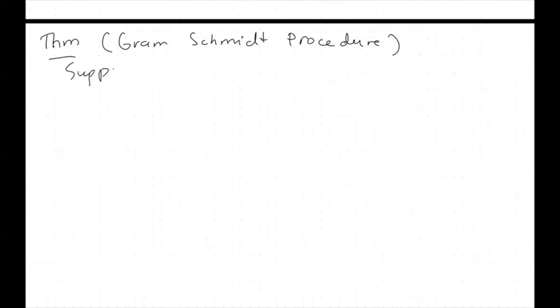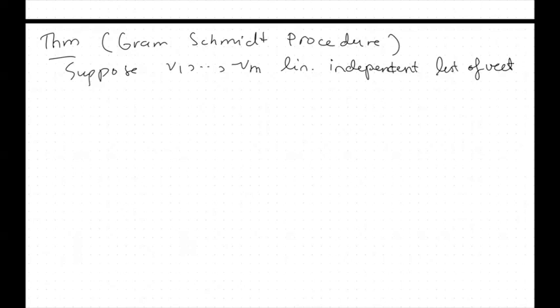Suppose that we have v1 to vm, and this is linearly independent. As I mentioned earlier, I will consider it for a list of vectors, and then we will derive an orthonormal list of vectors in V. Let us construct it inductively.